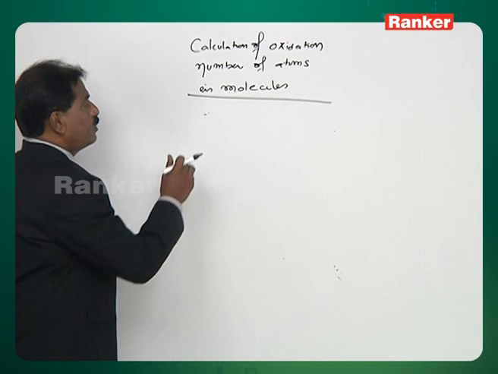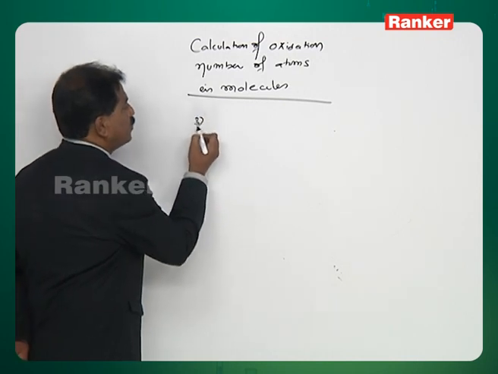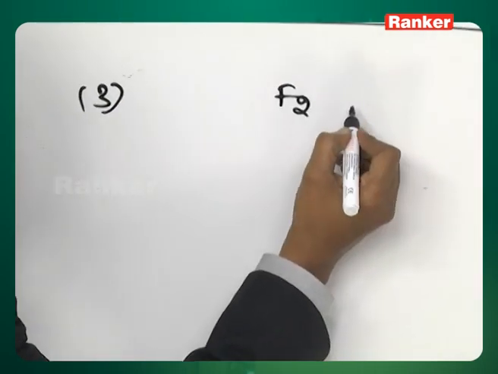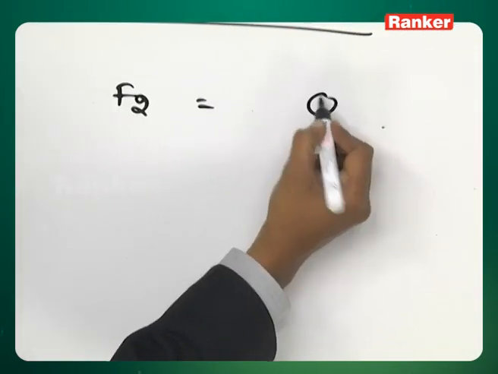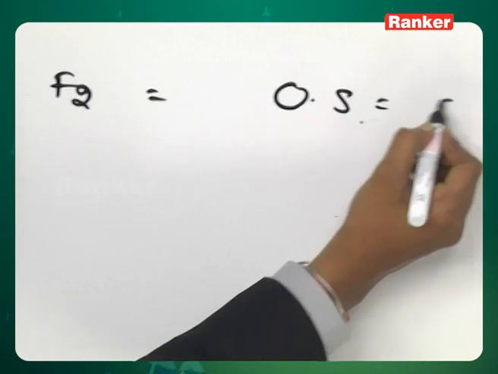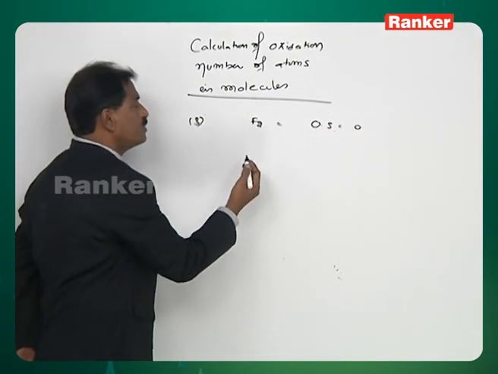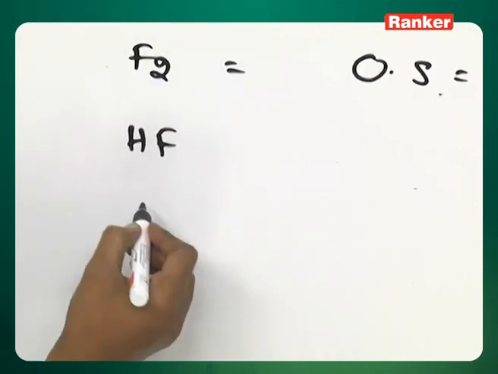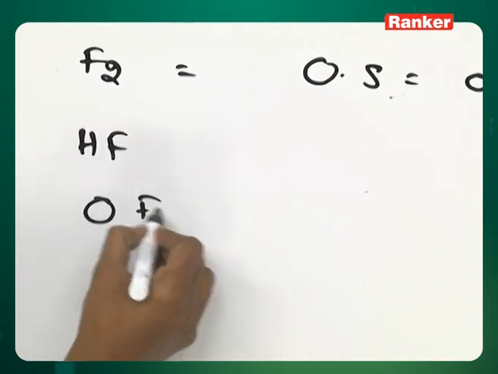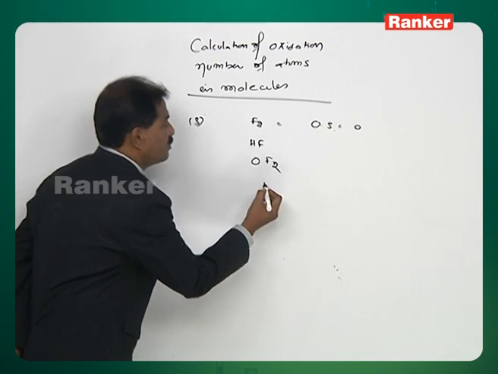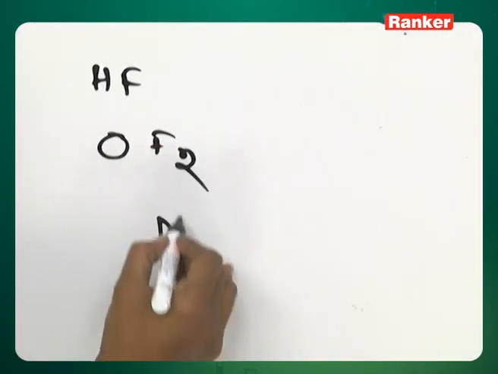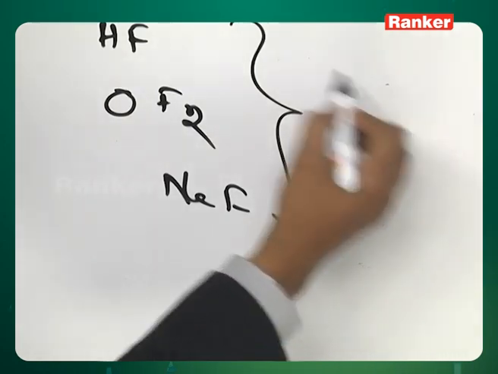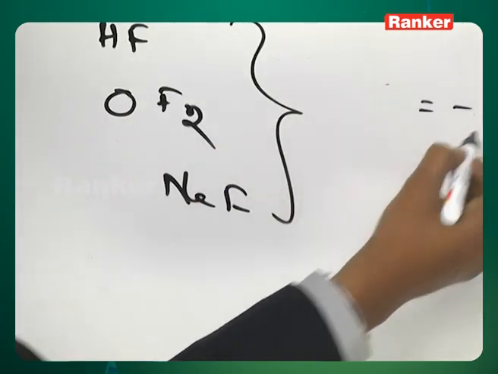Next, the third rule is about the oxidation state of fluorine. When fluorine is in a homoatomic molecule, the oxidation state of the fluorine is 0. If fluorine is present in any heteroatomic molecule like HF, OF2, or NaF, in all the heteroatomic molecules for fluorine we will give the value -1.